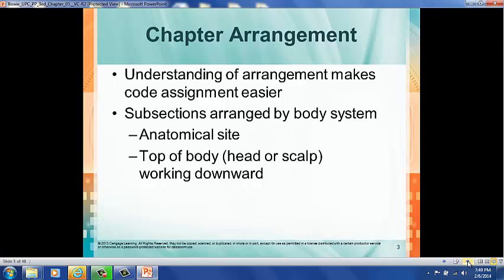After the body system, the subsections are further divided by anatomical site, beginning with the top of the body, that's the head or the scalp, and working down to the feet and the toes, and then from the trunk of the body outward. A procedure code is finally selected. Understanding the organization of the surgery section is valuable when a coder is attempting to determine if they are reviewing the correct section of the CPT manual for a code selection.